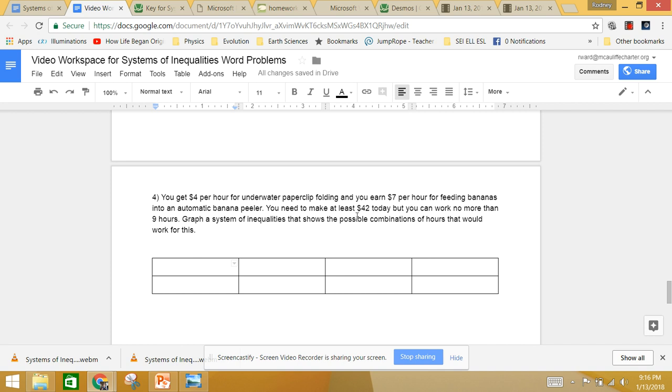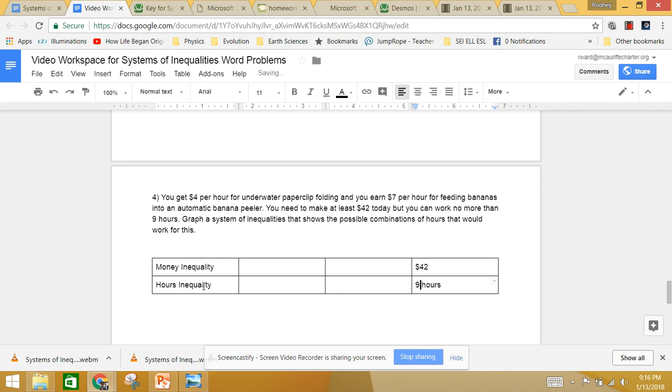There's a money issue, so there's something about $42. This is going to be the money inequality. And there's something about a number of hours. We can work no more than 9 hours. So this is going to be our hours inequality. And so there's something about 9 hours.